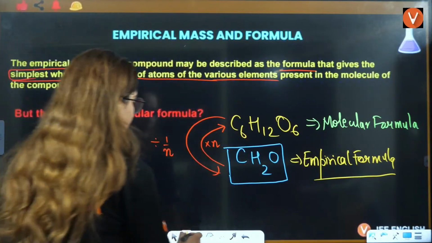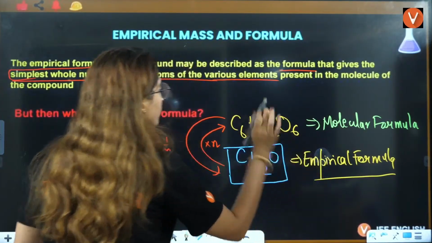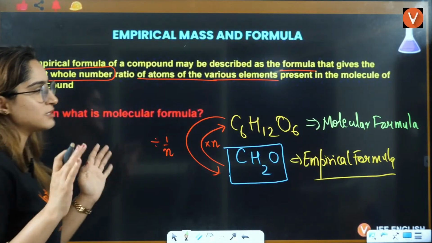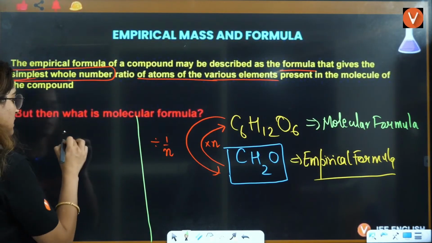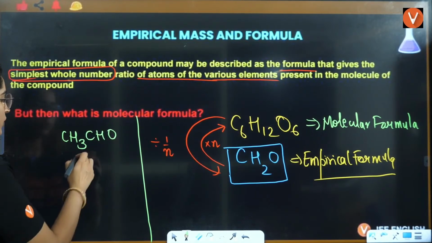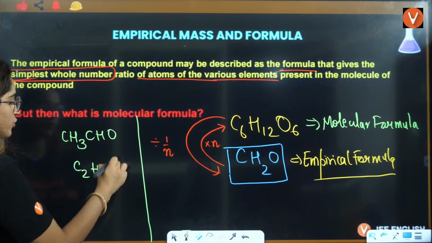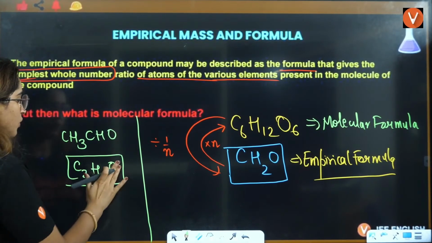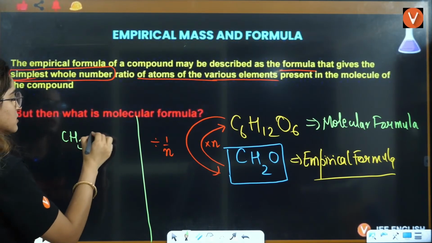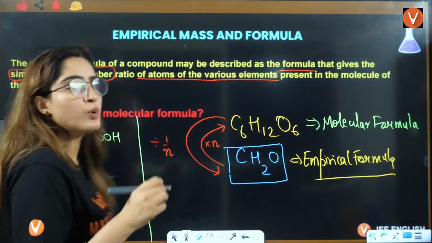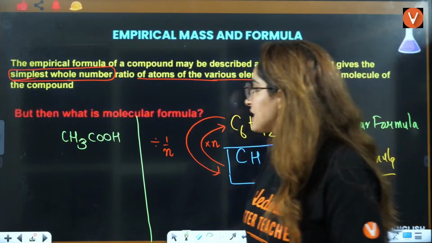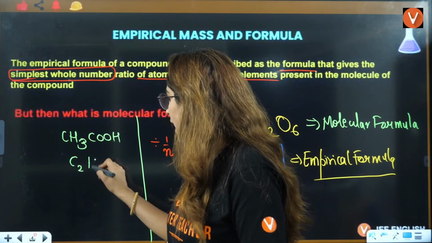Now see one thing. Let's say I have given you just a formula, CH3CHO. Okay, this will be C2H4O. Or I would say, let's see acetic acid. You have CH3COOH, that is your acetic acid, right? Now, this is nothing but C2H4O2.